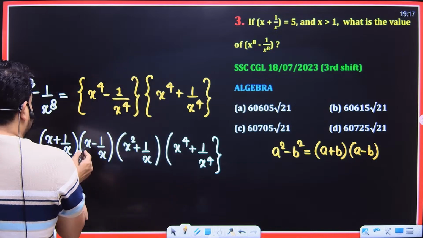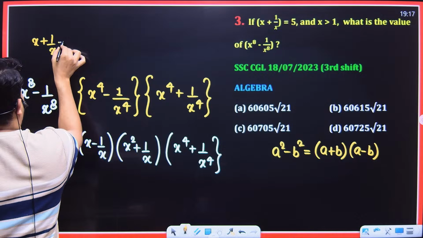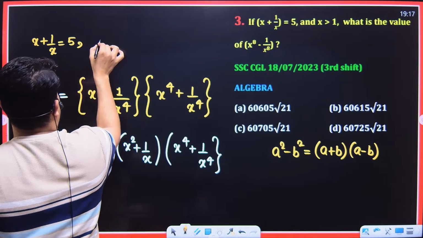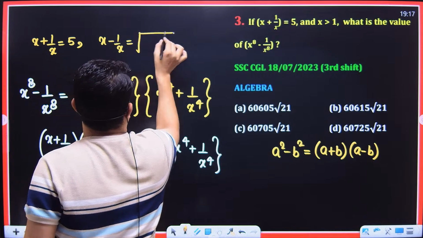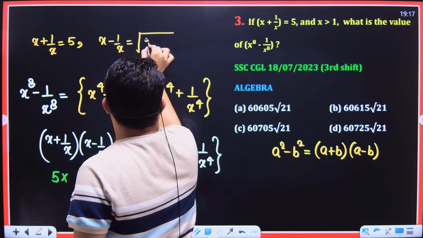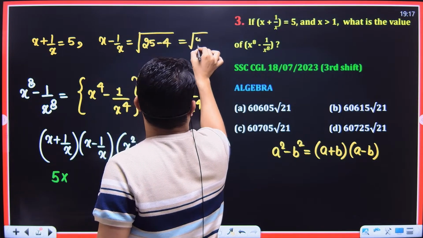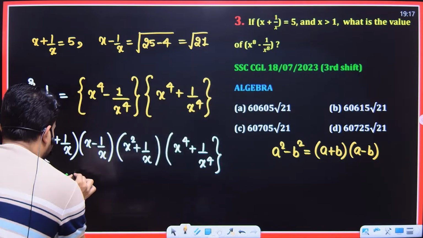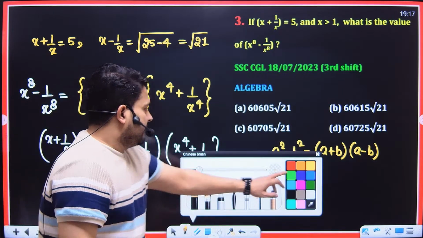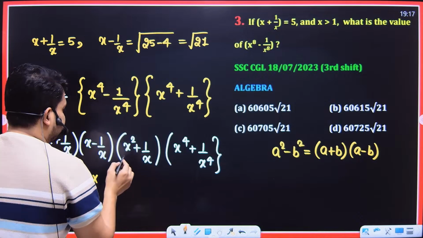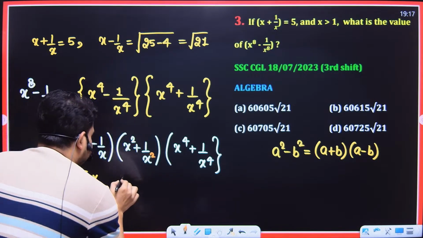If x plus 1 upon x is equal to 5, we know that x minus 1 upon x is equal to under the root m square minus 4. 5 square is 25, minus 4, equal to under the root of 21. So here it is under the root of 21; 21 is common in all the options. If I want to calculate x square plus 1 upon x square, it would be 5 square minus 2, that is 23.